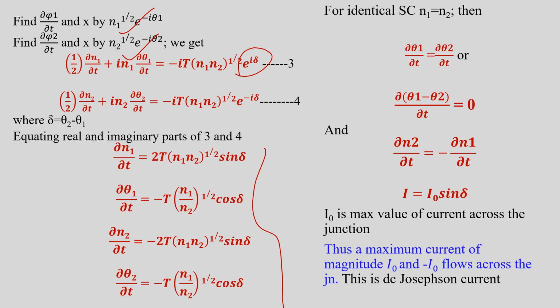Apply the condition that for an identical superconductor, N1 is equal to N2. Thus, we get dou of theta 1 minus theta 2 by dou t is equal to 0. That is, rate of change of phase difference is 0 or phase difference is a constant. And dou n2 by dou t is equal to minus dou n1 by dou t. Thus, we can write current through the junction as I equal to I0 sin delta, where delta is a constant phase difference. Thus, a maximum current of magnitude I0 and minus I0 flows across the junction. This is DC Josephson effect.